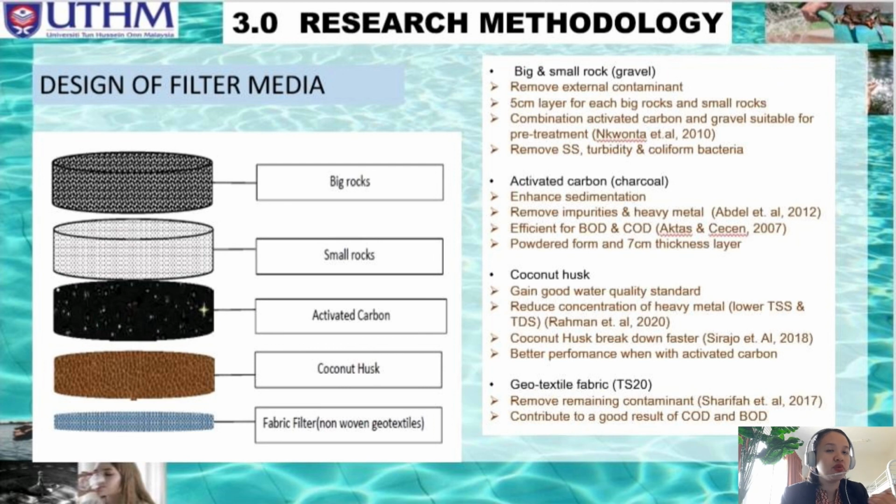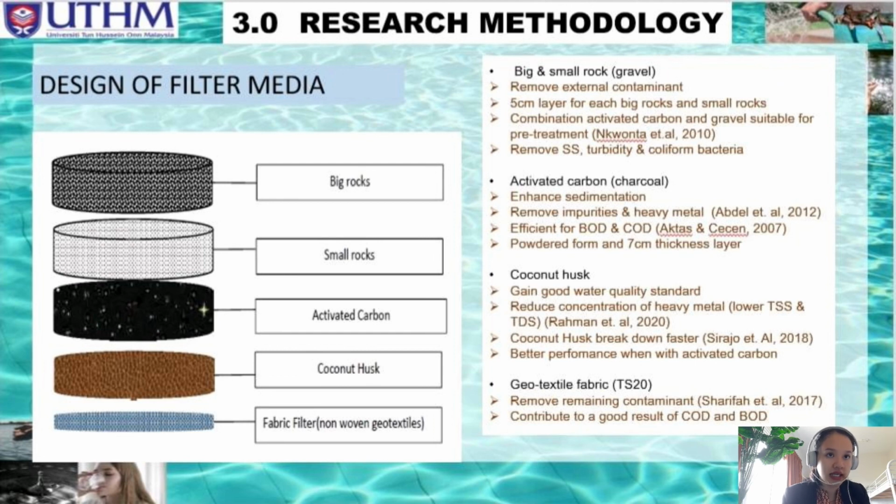To make it more effective, the combination of activated carbon and gravel is very suitable for pre-treatment. Activated carbon, which is charcoal, enhances sedimentation and removes impurities and heavy metals. Based on Abdel's study in 2012, it is also efficient for BOD and COD, and that is why we have chosen powdered form and a 7 cm thickness layer for this filter.